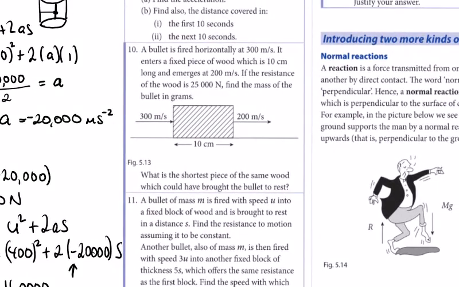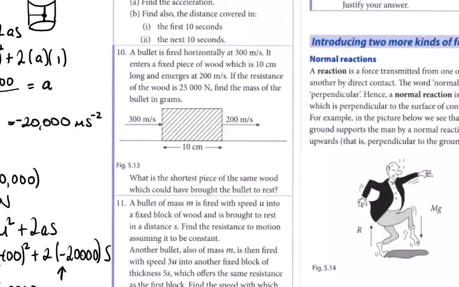Okay, number 10. A bullet is fired horizontally, and we're given this diagram here. So just set them all up the same. Got our diagram. It's fired horizontally at 300 meters a second. It's going into a fixed piece of wood, which is 10 centimeters long. Here's my 10 centimeters. And it emerges at 200 meters a second. So it comes out the other end at 200 meters a second.